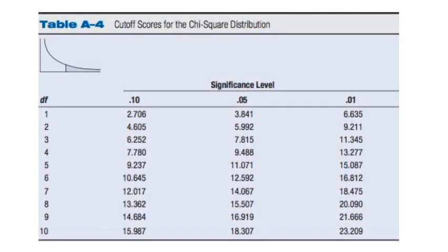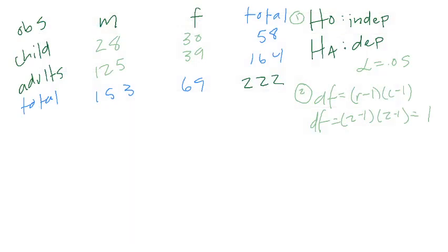All right, so we have 1 degree of freedom, and we're testing at an alpha level of 0.05. So we see a value like 3.841. All right, 3.841. So our chi-squared critical is equal to 3.841. That is what we are trying to beat in order to find statistical significance.